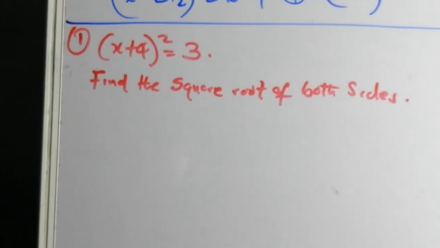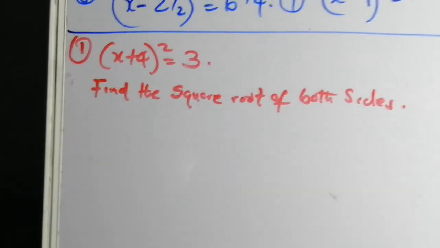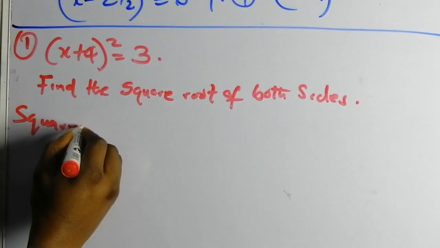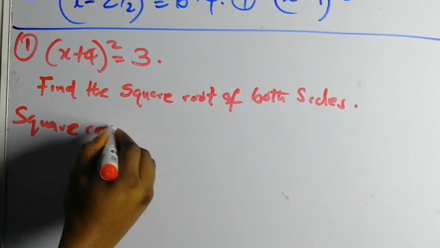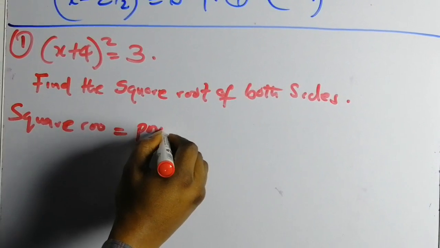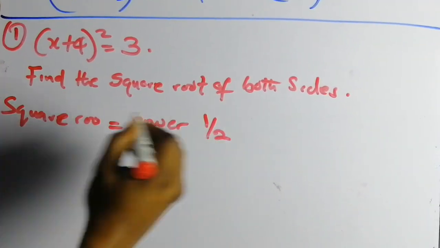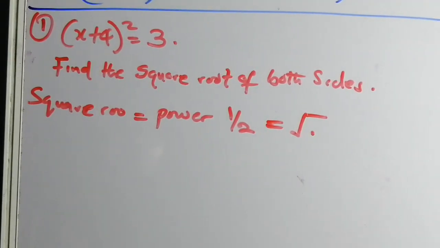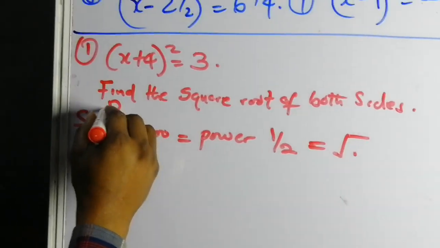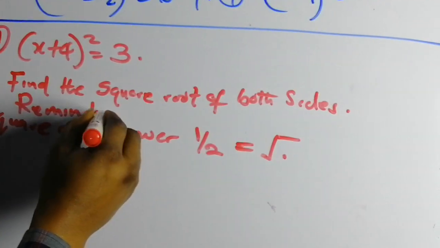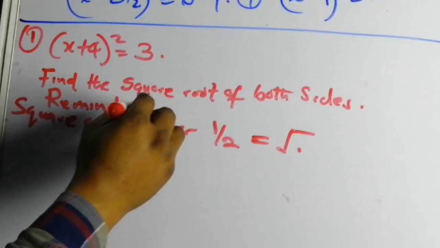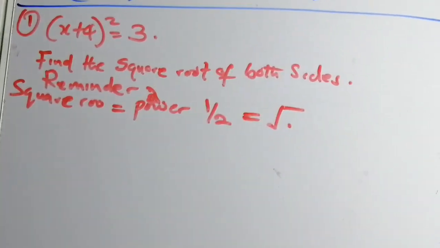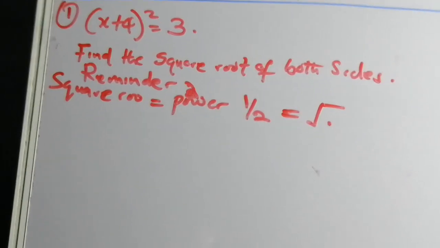What's the meaning of the square root? Like I said, don't forget, in one of my parts under surds, I said square root is the same thing as power half, or is the same thing as this. Reminder, in one of my parts in surds, I made mention of this. Square root is the same thing as power half, which is the short form, this.